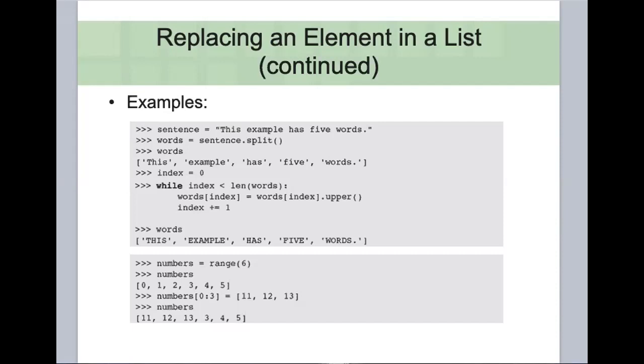You'll see that in the one on the bottom, numbers can be assigned to the range of 6, from 0 to 5. And then you can say, all right, from 0 to 3, let's replace the first 3 elements with 11, 12, and 13. You can see that in this example as well.